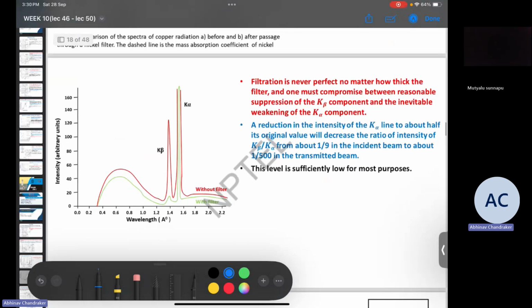So this plot also shows the same thing. Without the filter, we had two different peaks, but after putting a filter above the target material, we were able to reduce the K beta peak significantly, and we only had a K alpha peak.